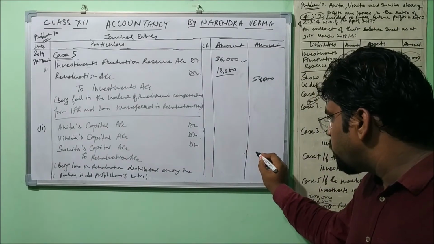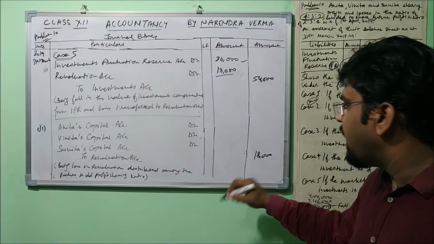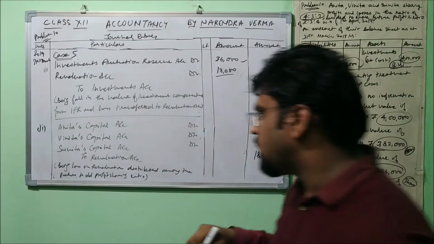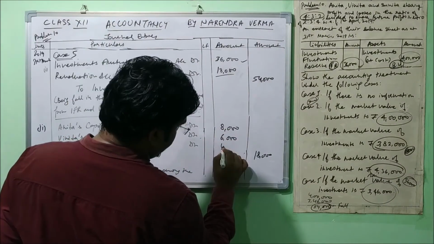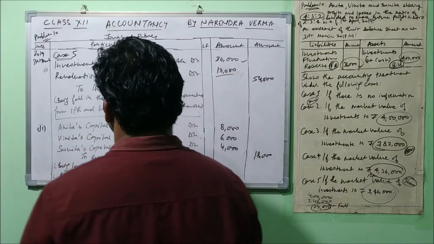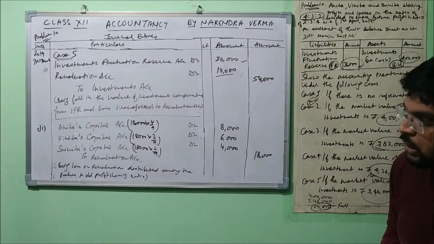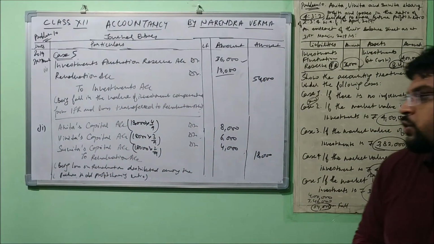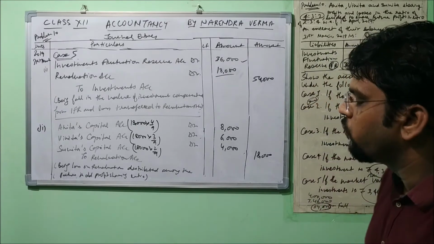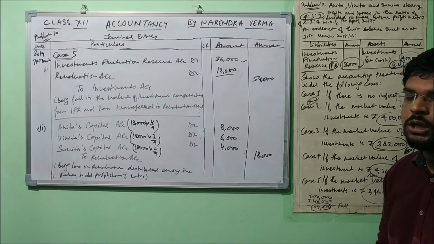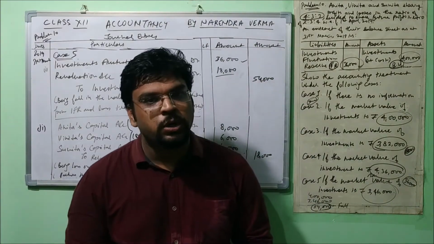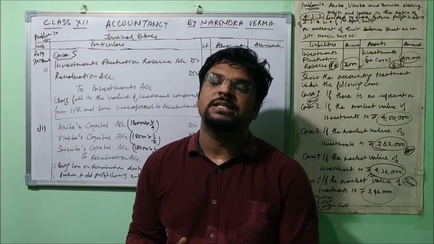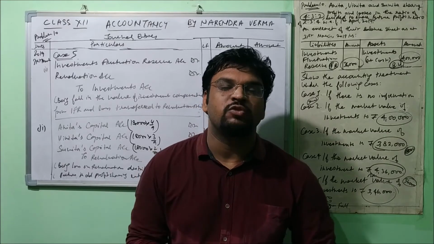Okay. Now this is the loss 18,000. So we will be putting this 18,000 here, and this will be distributed among these. How? Ratio is 4:3:2. 8,000, 6,000, 4,000. Alright, this is the way to distribute. Being loss on revaluation distributed among the partners in old profit sharing ratio. So this was the 5th case. So these are all the cases. Now you must have understood how all these cases can be treated, what entries will be passed.